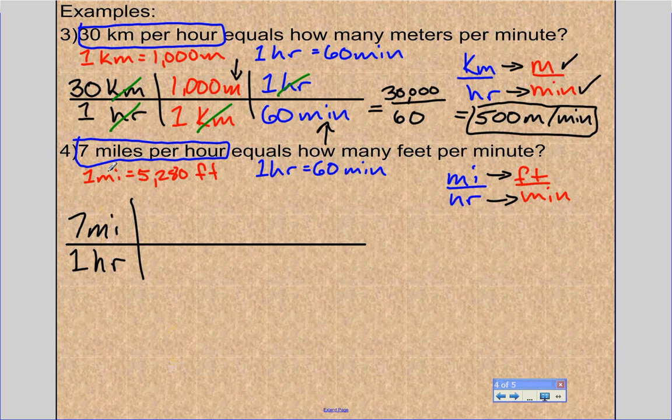Let's start with the miles and convert it to feet. So I need to plug this conversion factor in here. I got miles on top. I need miles on the bottom to cancel that out.